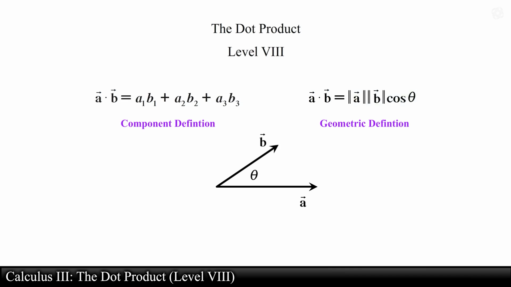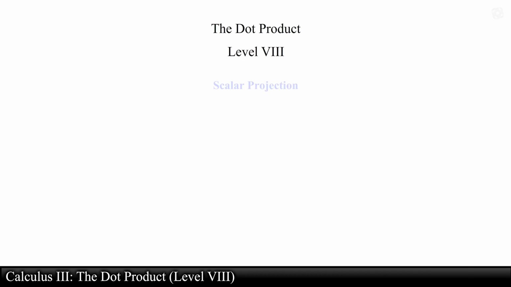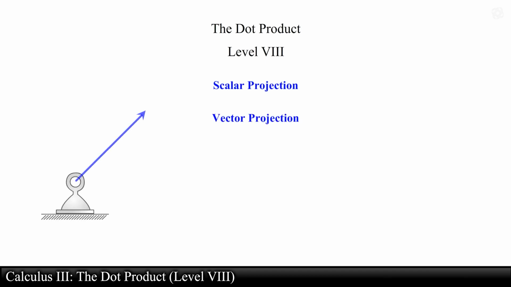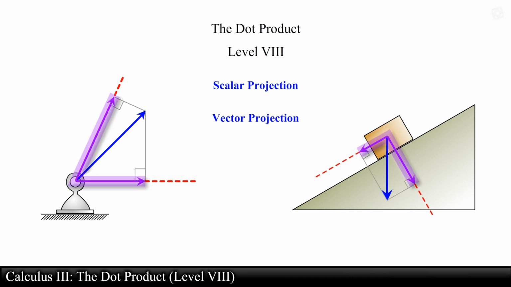In the previous video, we used this to our advantage to find the angle between two vectors by rearranging the geometric definition. Another useful application of the dot product is to find the scalar and vector projections between two vectors. Many applications in physics and engineering make use of vectors by adding two or more vectors to produce a resultant vector. At times, the reverse problem, decomposing a given vector into the sum of two or more vector components, is often encountered.